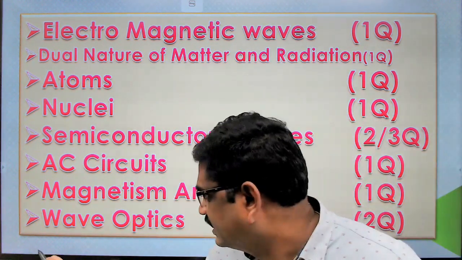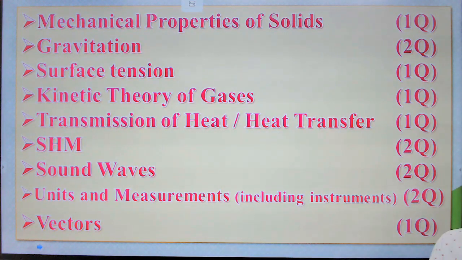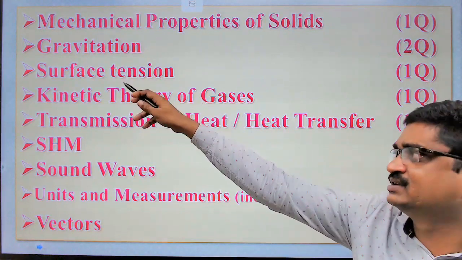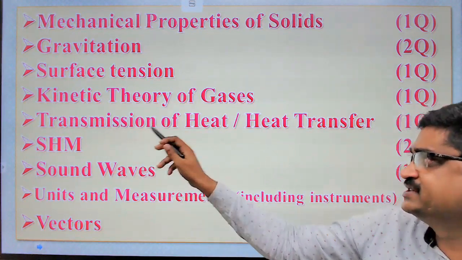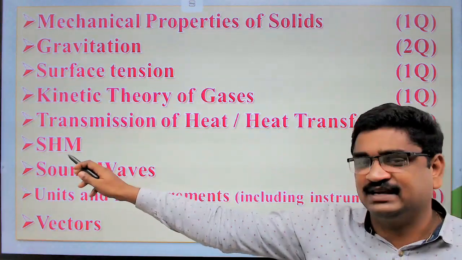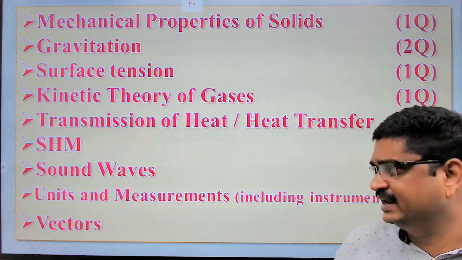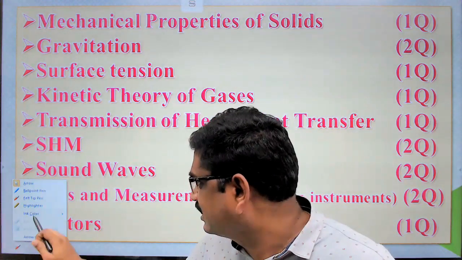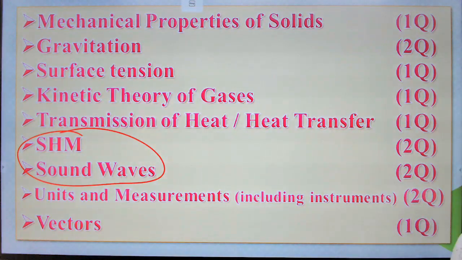Next, in 11th or first year, you have to concentrate first on these chapters, which are purely formula based: mechanical properties of solids, gravitation, surface tension, kinetic theory of gases, heat transmission or heat transfer, SHM, waves, units and measurements including instruments like screw gauge and vernier calipers, and vectors. These may take some more time compared to the remaining chapters. These are somewhat lengthy chapters. Remaining are all purely formula based.